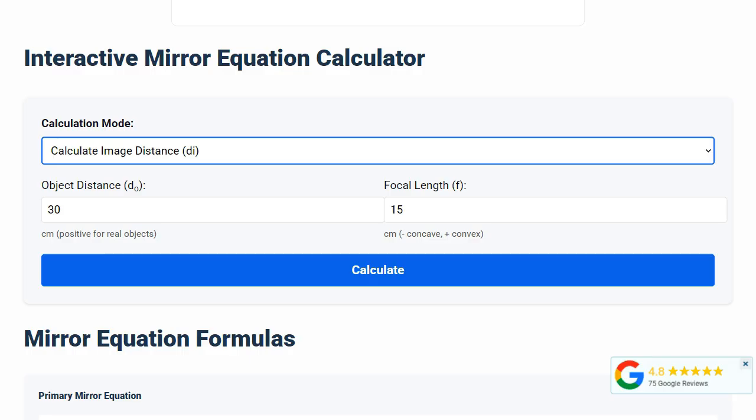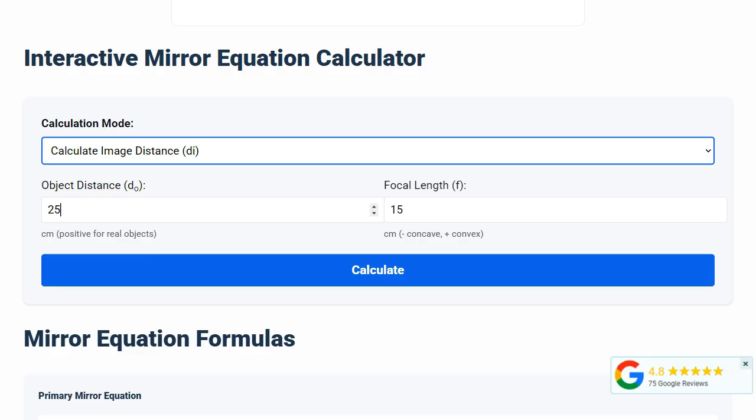To use this calculator, you'll need to enter values for your curved mirror system. Start by selecting whether you have a concave or convex mirror. Then enter two of the three main parameters: object distance, image distance, or focal length. For our example, let's enter an object distance of 25 centimeters and a focal length of 10 centimeters.